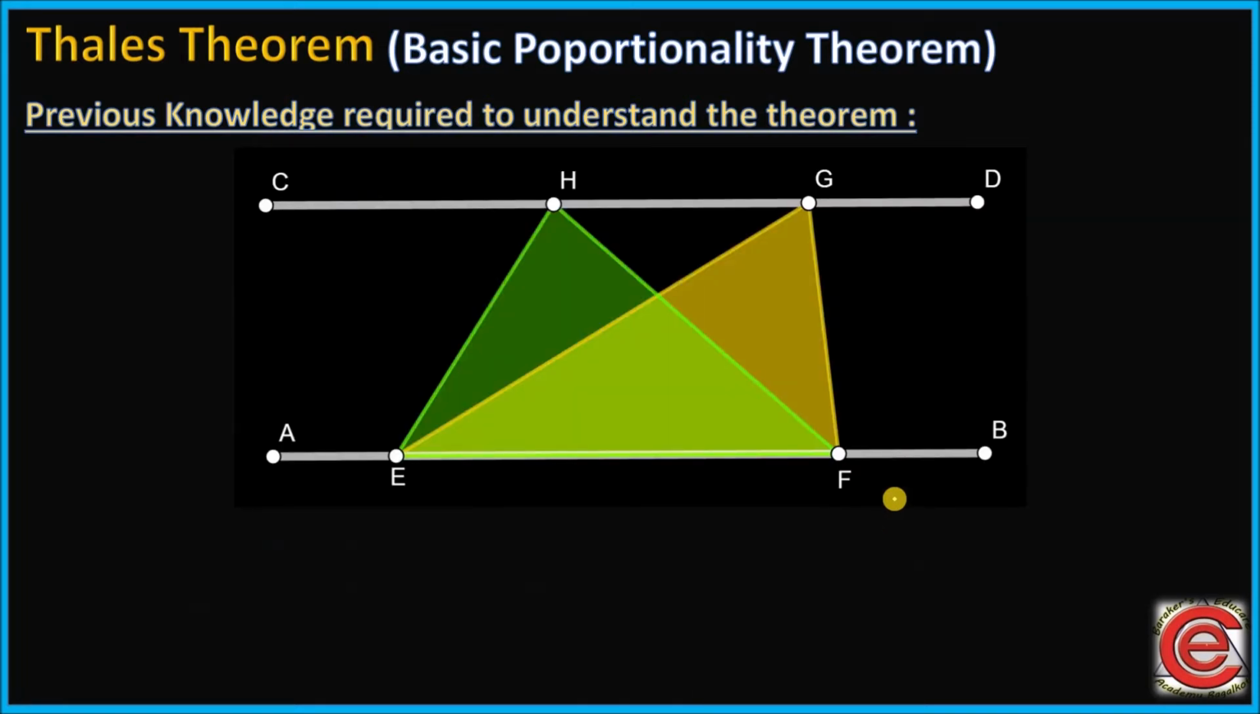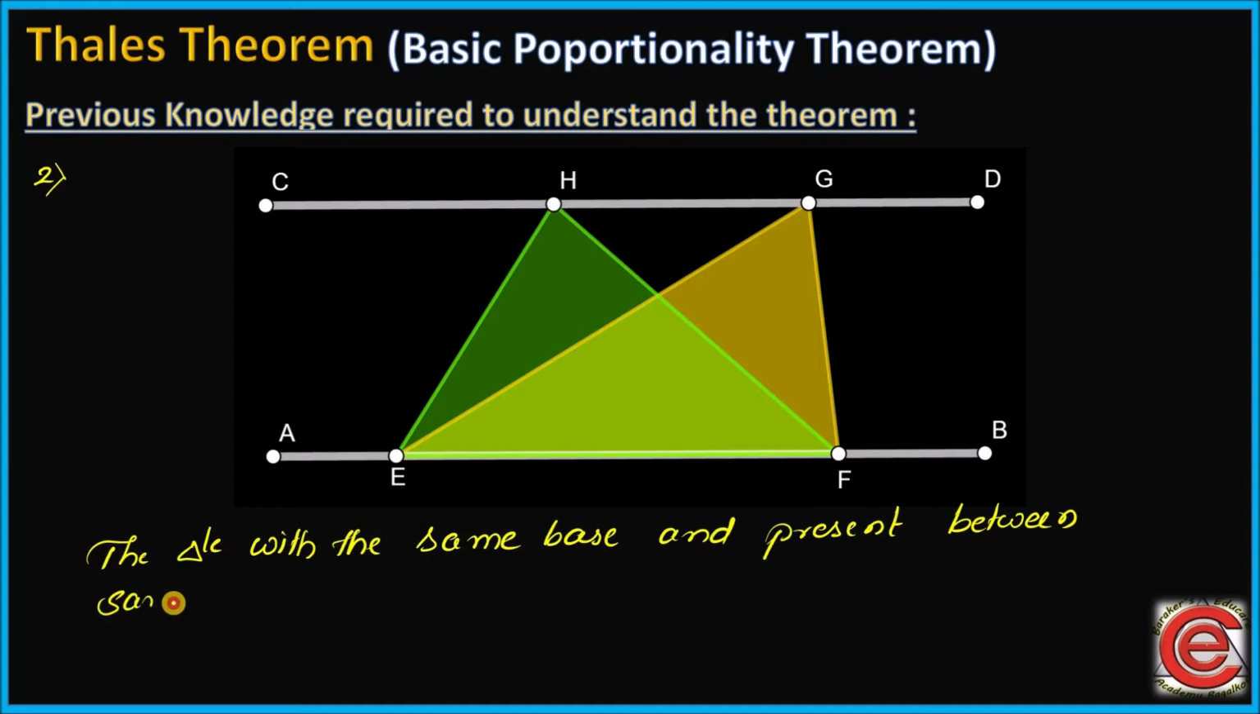Now I move to the second information. We know that if any two triangles have the same base and are present between the same two parallel lines, then there is one relationship related to the area of those two triangles. So what is it? It is very simple. The triangles with the same base and present between the same parallels are equal in area. So this is the second information the student should have.